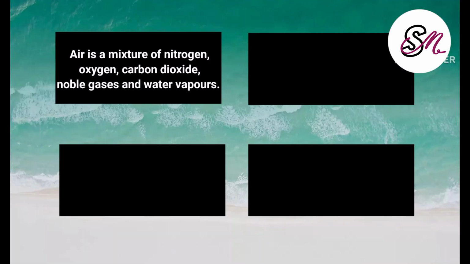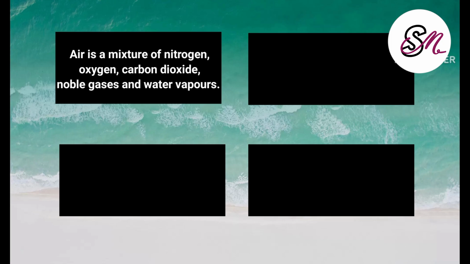Let's see what is air. Air is a mixture of nitrogen, oxygen, carbon dioxide, noble gases and water vapors. All components of air are physically mixed up. That is, we can separate nitrogen, oxygen, carbon dioxide, noble gases and water vapors from air easily because air is a mixture. There is no chemical combination in case of air.